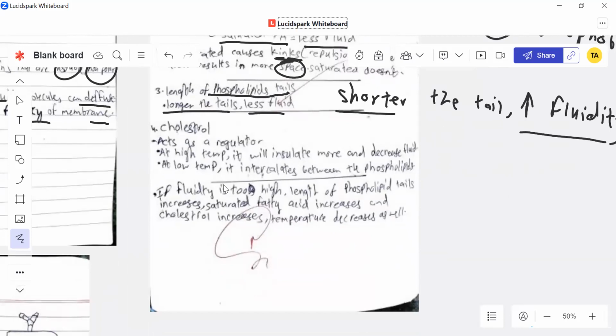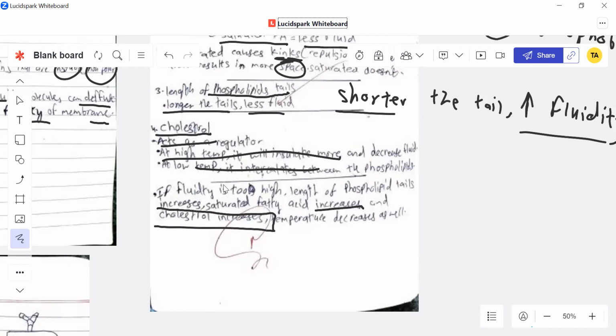And finally, the last thing which affects fluidity is cholesterol. Ignore this part for now. I'll explain cholesterol later on. But for now, you need to know that when the fluidity is too high, meaning the phospholipid molecules are moving rapidly in the cell membrane, the length of the phospholipid tails would increase because you want to decrease the fluidity. So the tails increase, saturated fatty acid would increase, and cholesterol increases.